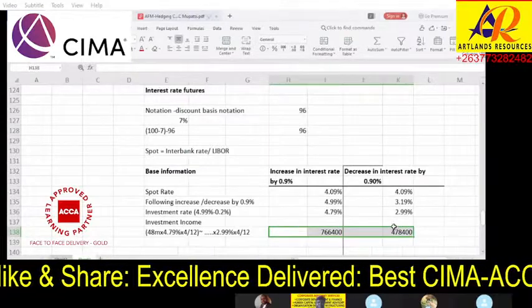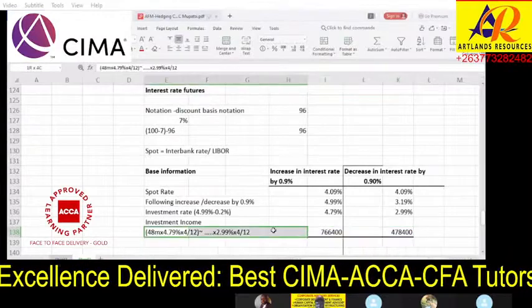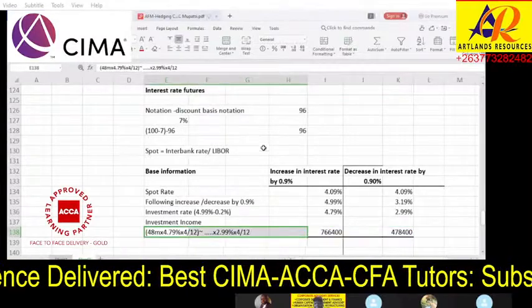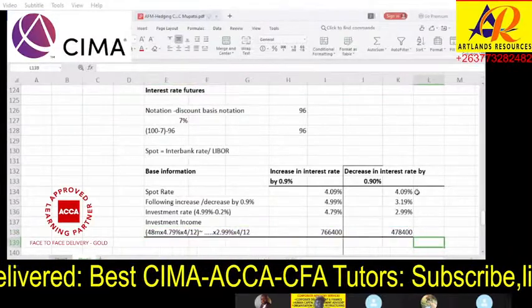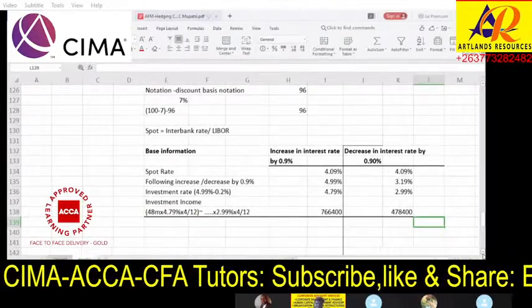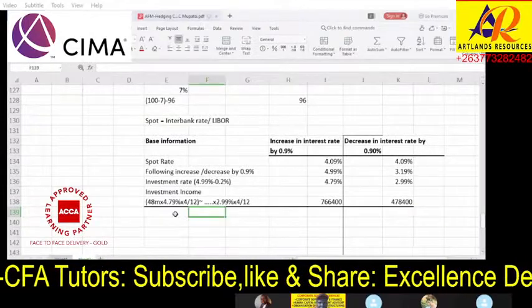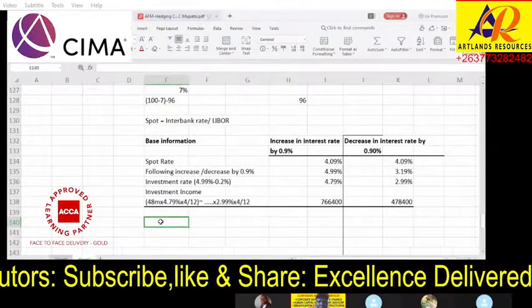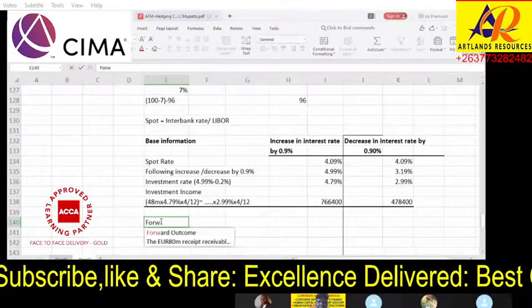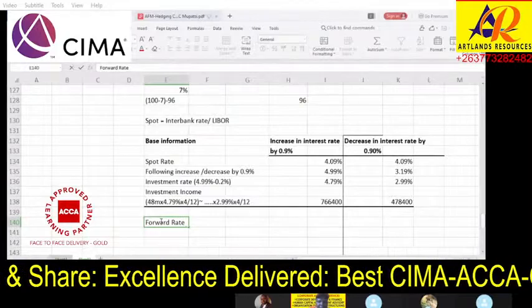With this, I can close now. After I have done this, this is just base case information. Without hedging, this is what will happen. It is this outcome that we want to hedge. So we now want to hedge using forward hedge. Forward rate agreement.